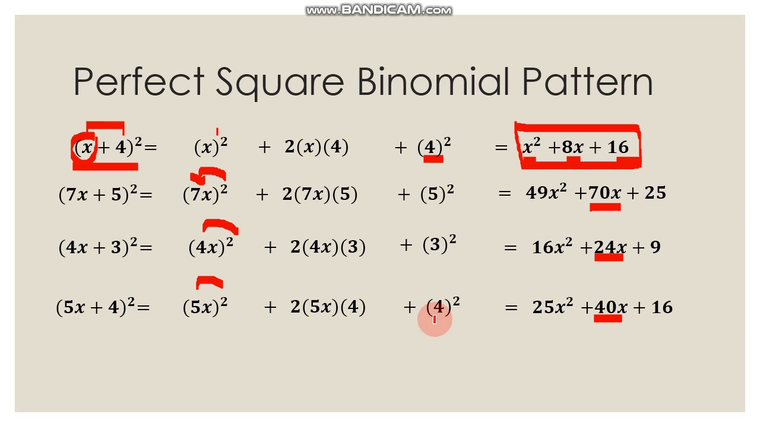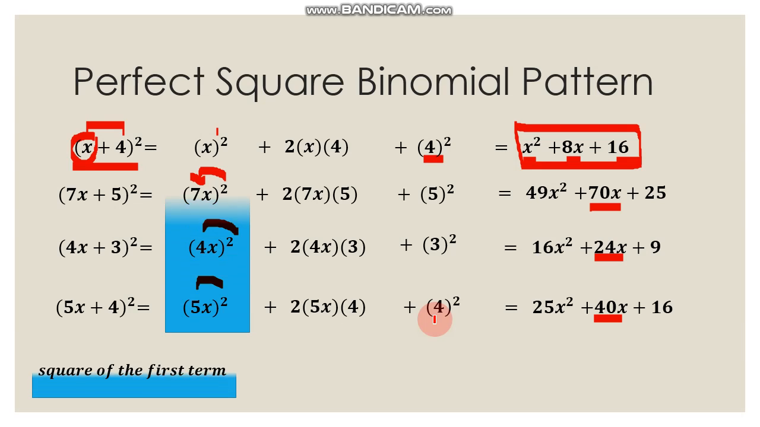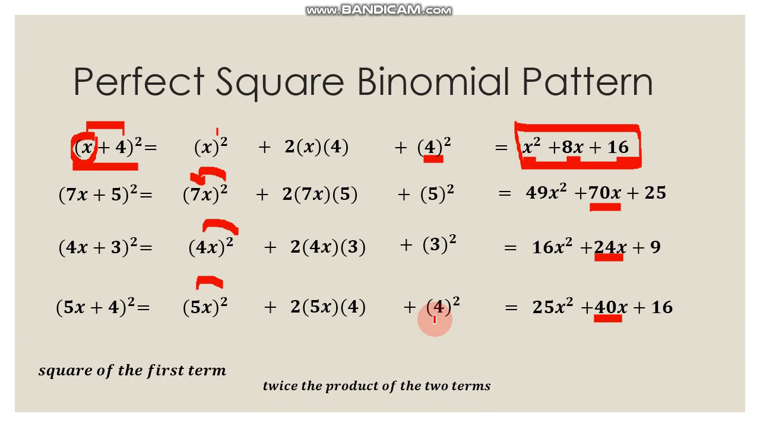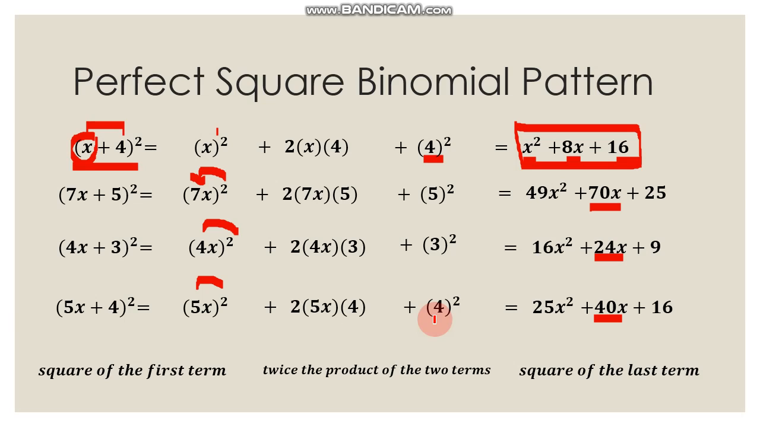The first term of the product is always the square of the first term in the binomial. The middle term of the product is always twice the product of the two terms in the binomial. The last term of the product is always the square of the last term in the binomial. The pattern is generalized in the following summary.